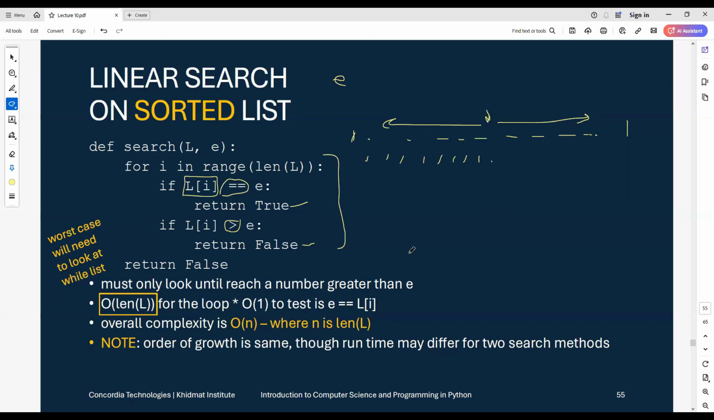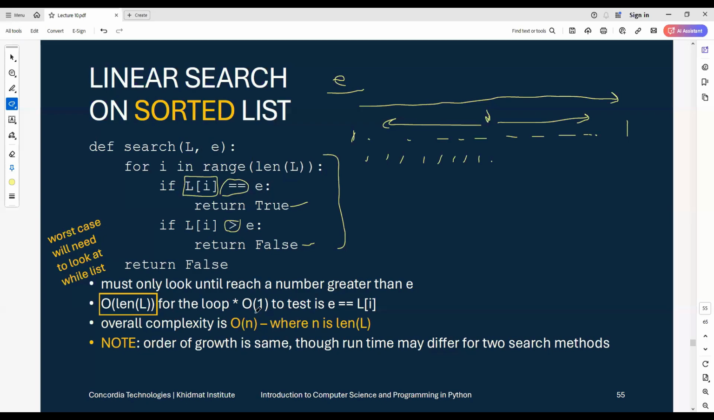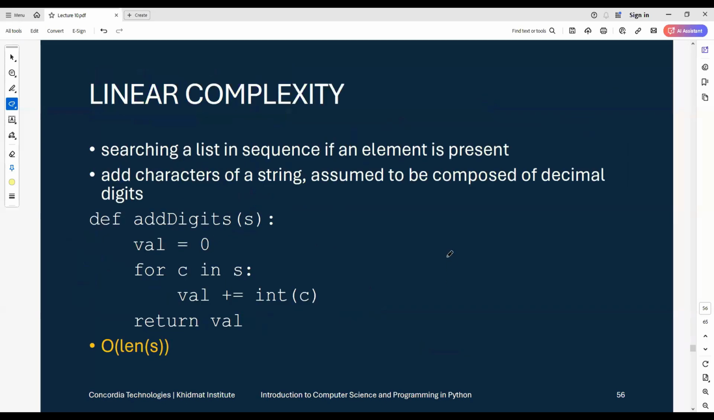We cannot say that because we have to consider whether E is completely absent from this list. That would represent our worst case scenario. And in that case, we would still have to go all the way to the end of the list to identify whether E is present or not. And for that reason, this implementation, whether the list is sorted or unsorted, the complexity of this would still be linear.